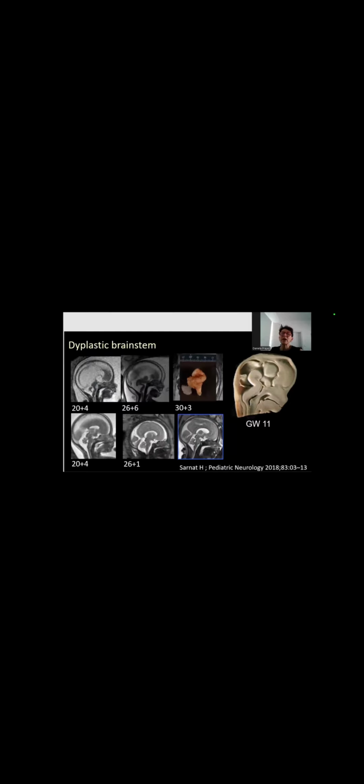What about the dysplastic brainstem? The dysplastic brainstem is always a really strong sign that something is going wrong, and you can see it in the upper row compared with the normal fetuses in the lower row, and it is a persistence of the embryonic shape of the brainstem.